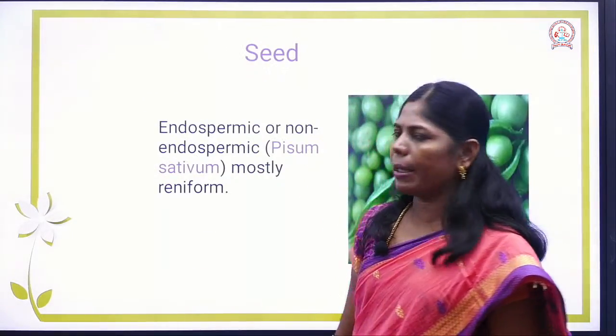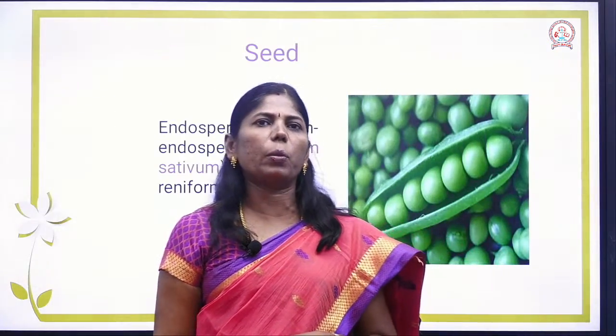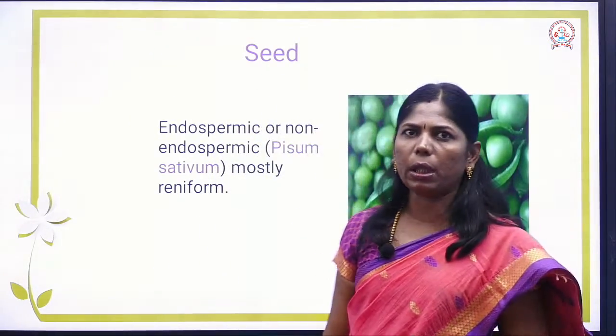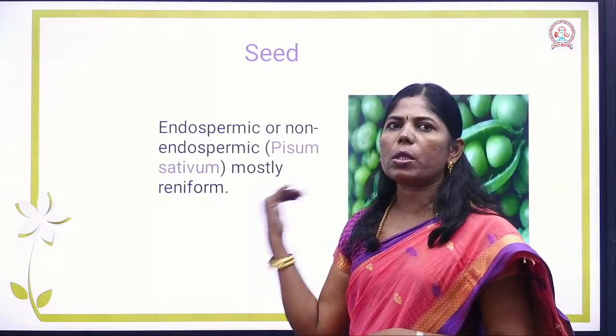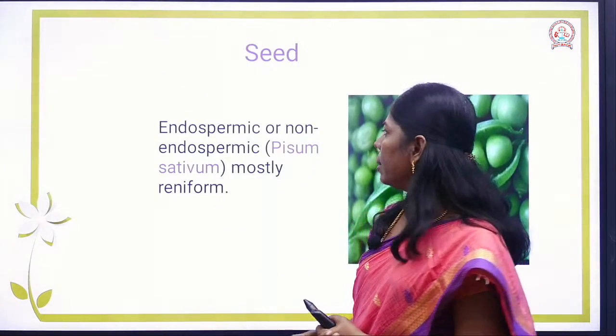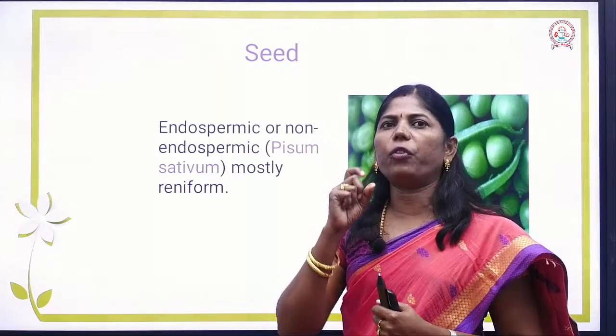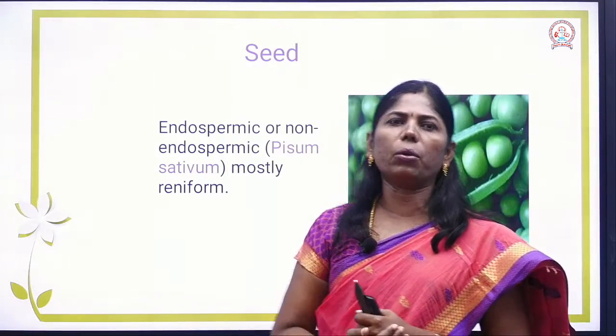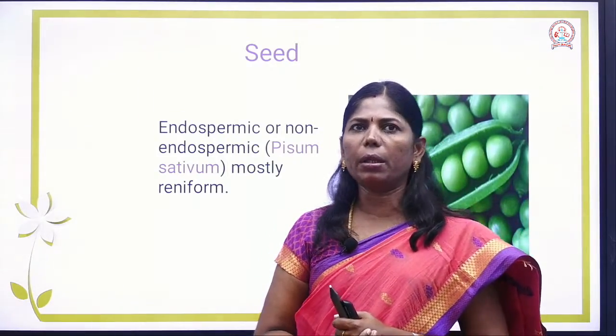So the last one is the seed. What type of seeds, endospermic or non-endospermic seeds? Endosperm is present, and non-endospermic seeds are also present. Okay, the shape is reniform in condition. Kidney shape is what those seeds look like. Okay, that is reniform in condition.